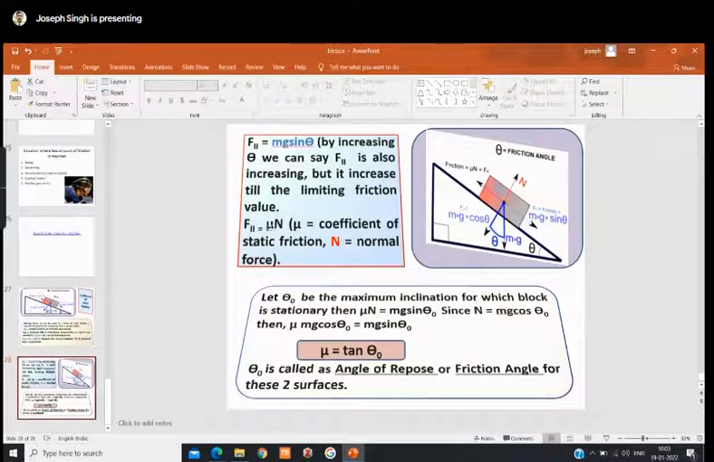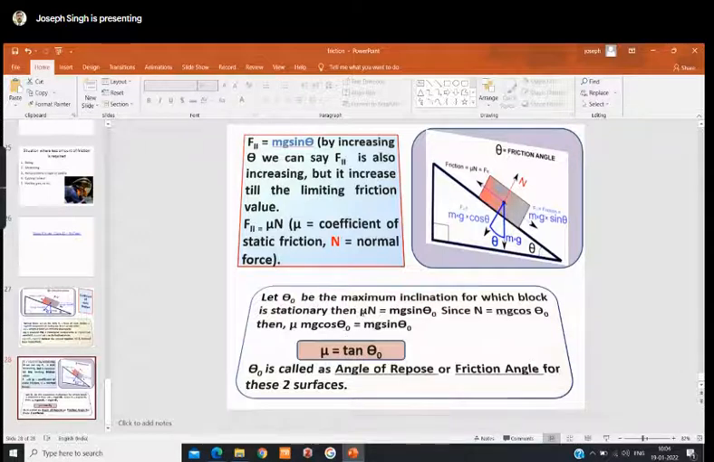F parallel is equal to mu N, where mu is the coefficient of static friction and N is the normal force. So in this mu N, what is mu? Coefficient of static friction, N is the normal force. At this juncture, as the body starts sliding, it will be known as the friction angle. Let theta 0 be the maximum incline for which the book is stationary.